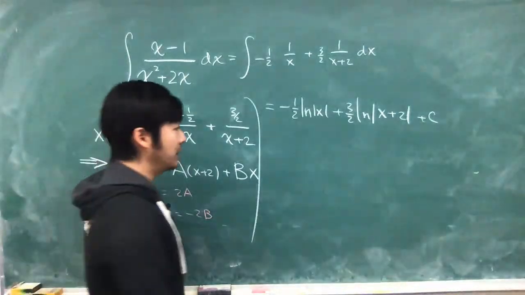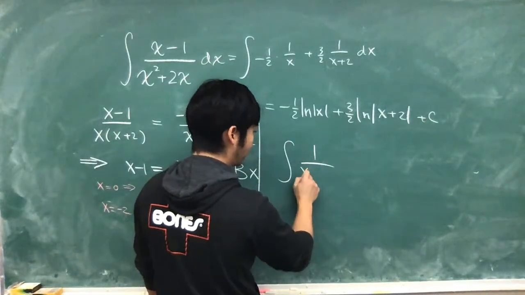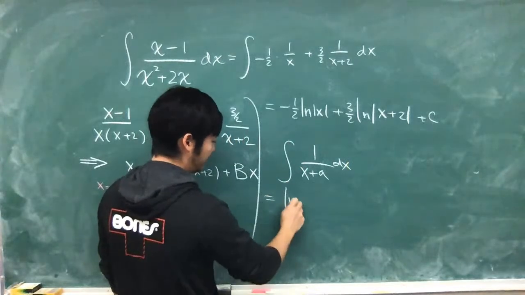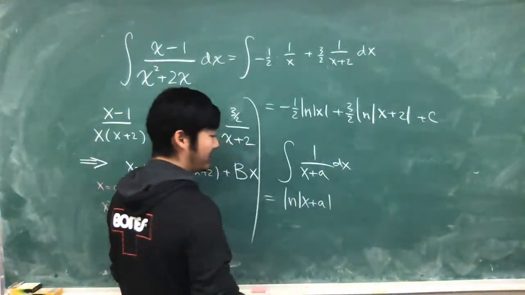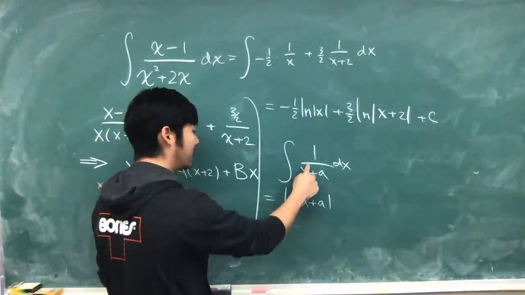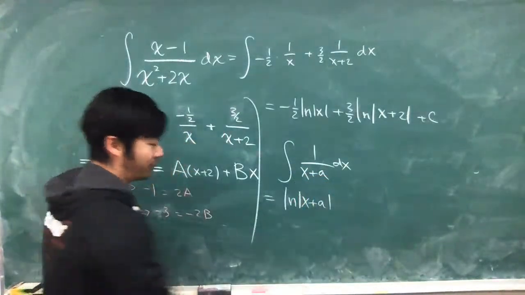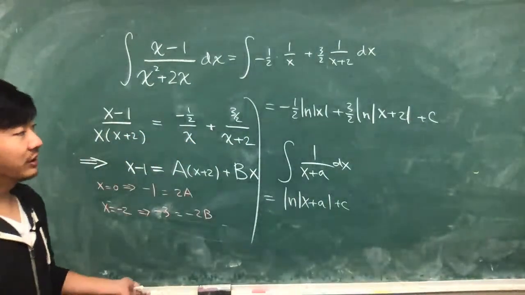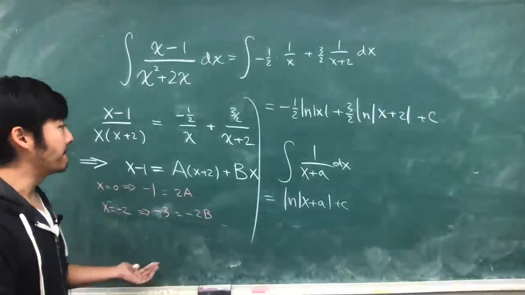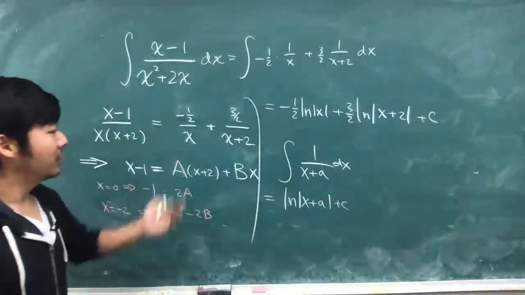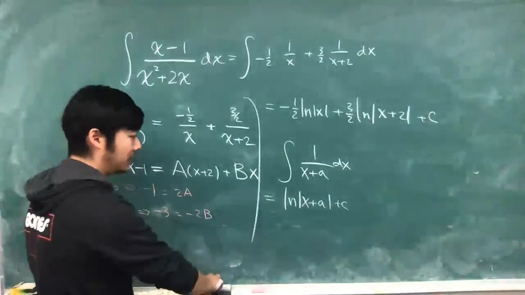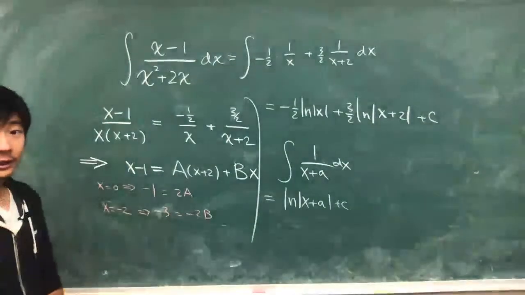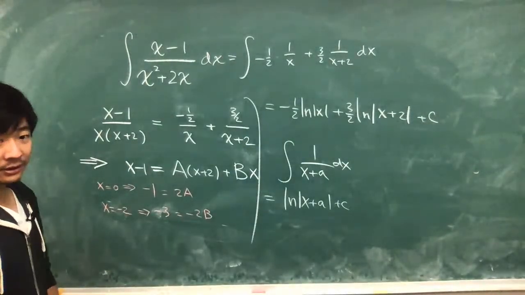Okay, so you want to sort of be able to just do this. If you see something like 1 over x plus a, this is just natural log of x plus a. It will be different if there's a square here or there's a number here. Plus C. But for these partial fractions, you don't really want to be wasting too much time integrating after you do the partial fractions. All right, so that's that one.